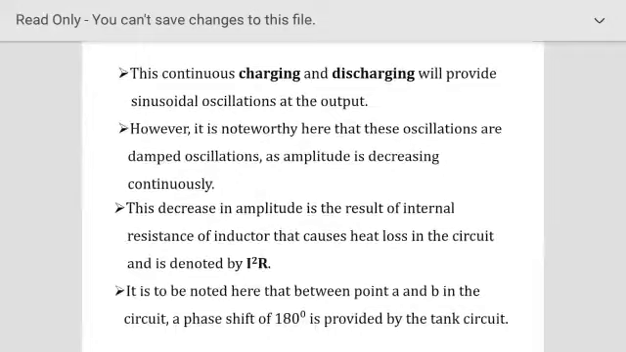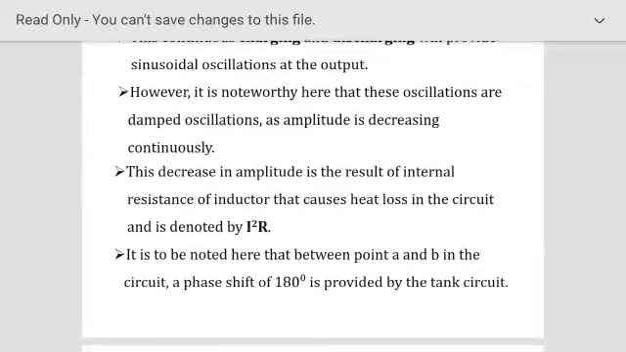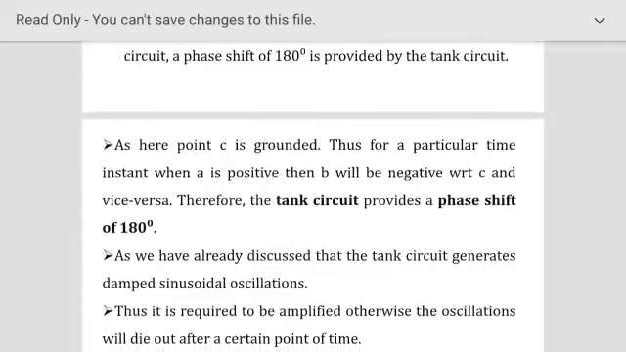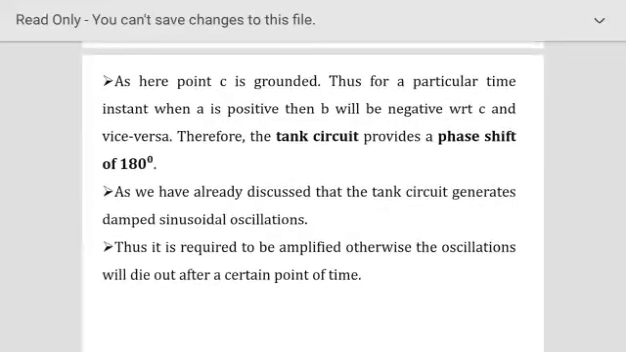However, it is noteworthy here that these oscillations are damped oscillations, as the amplitude is decreasing continuously. This decrease in amplitude is the result of the internal resistance of the inductor that causes heat loss in the circuit, denoted by I squared R. It is to be noted here that between points A and B in the circuit, a phase shift of 180 degrees is provided by the tank circuit. As point C is grounded, at a particular time instant when A is positive, B will be negative with respect to C. Therefore the tank circuit provides a phase shift of 180 degrees.